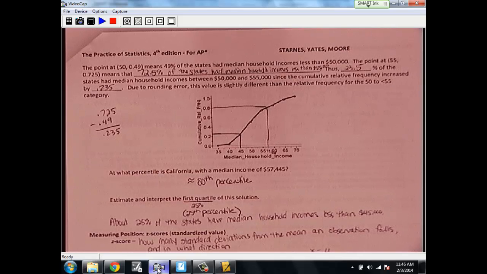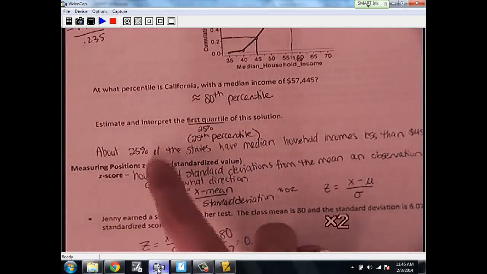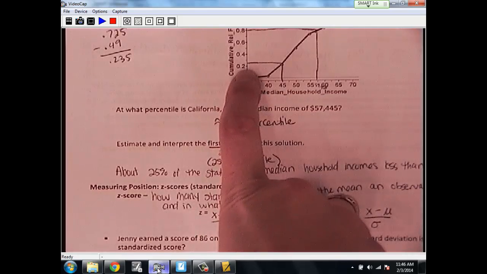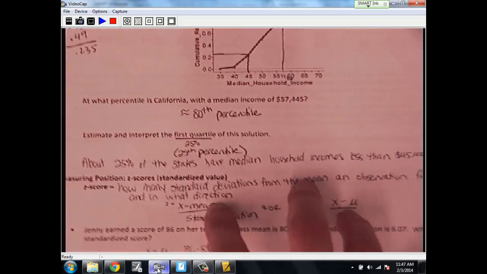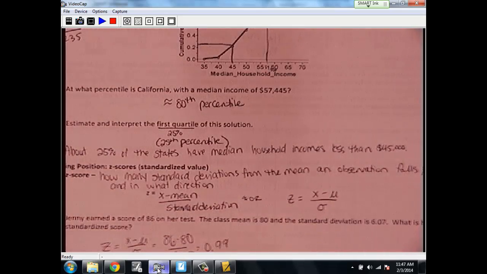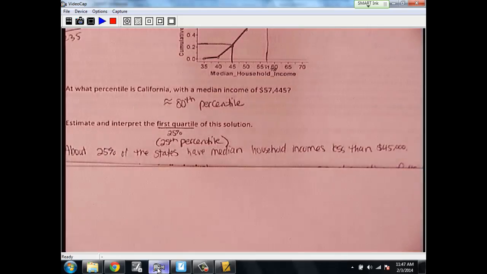In this one, going back to chapter 1, first quartile, your quartiles are based on 25%, right? So if I say the first quartile, I'm looking for the first 25% or your 25th percentile. So here is roughly 25%, carry it over, drop your line, and interpret for me. About 25% of the states had median household incomes less than $45,000. It's always so much percent is less than this position.